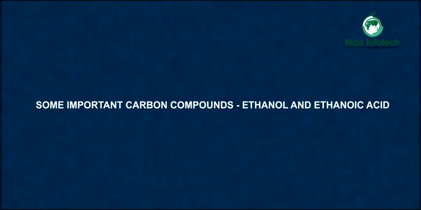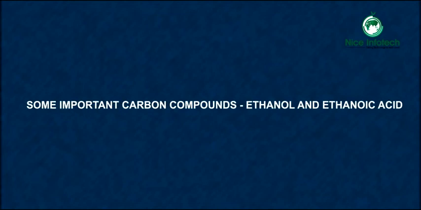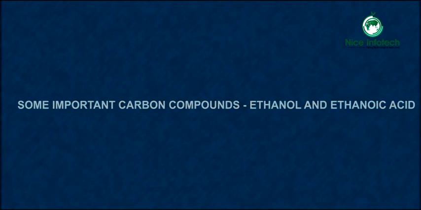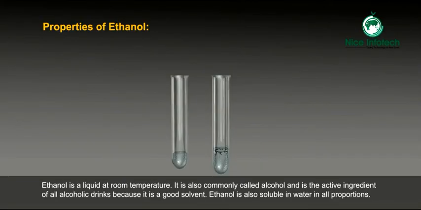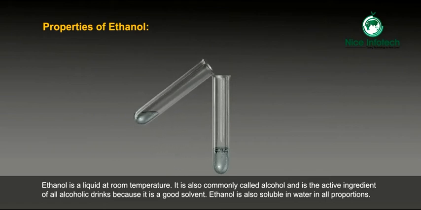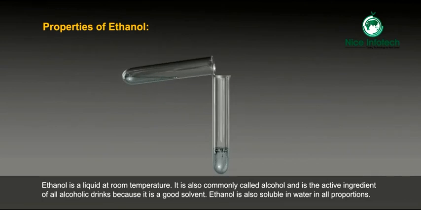Some important carbon compounds: ethanol and ethanoic acid. Properties of ethanol. Ethanol is a liquid at room temperature. It is also commonly called alcohol and is the active ingredient of all alcoholic drinks because it is a good solvent. Ethanol is also soluble in water in all proportions.